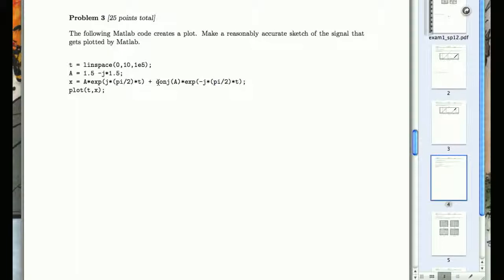There's only one harmonic, right? There's no for loop adding together harmonics. So there's only one frequency. What does that tell you? It's a pure cosine, right? Only one frequency equals pure cosine. What is the frequency of that pure cosine? Pi over 2 radians per second.